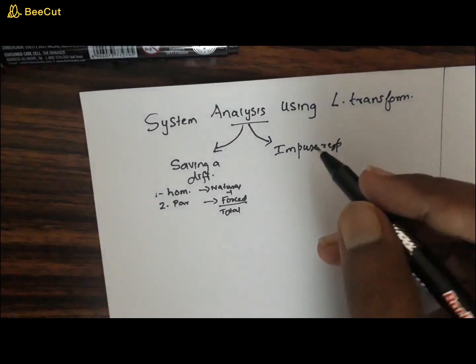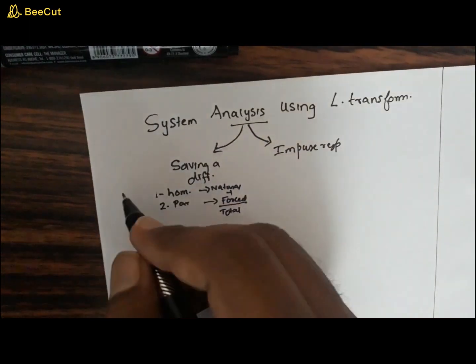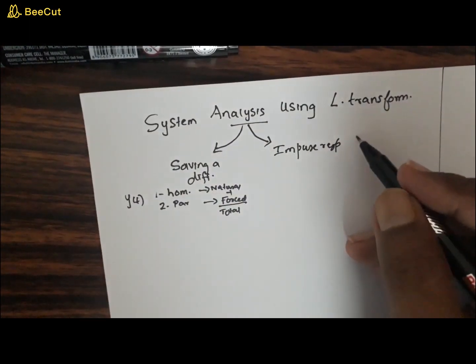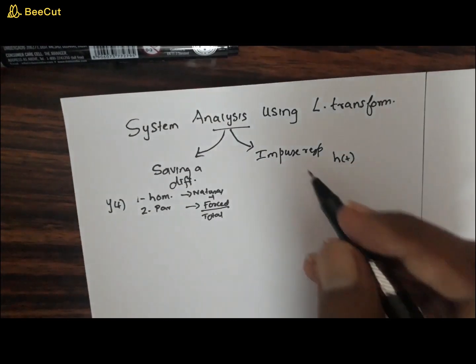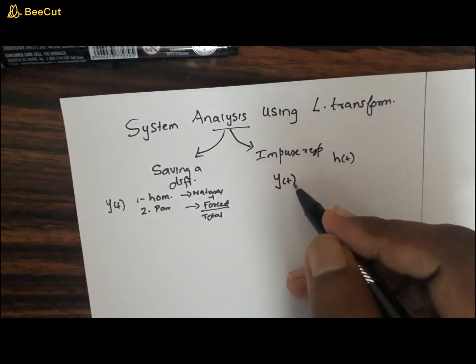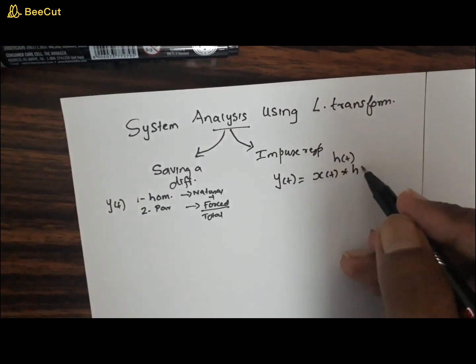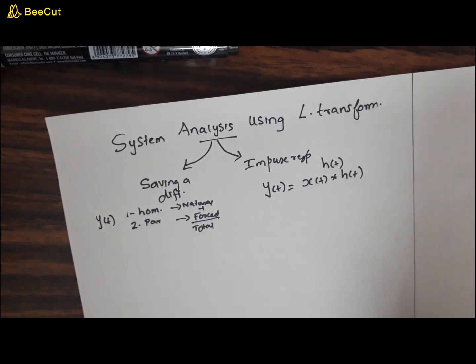Now when you come to the impulse response, h of t is called the impulse response of the system, and if you know the input, then for any LTI system you can straight away use x of t star h of t. And we have seen that even this convolution operation is a bit complicated and tedious, right?